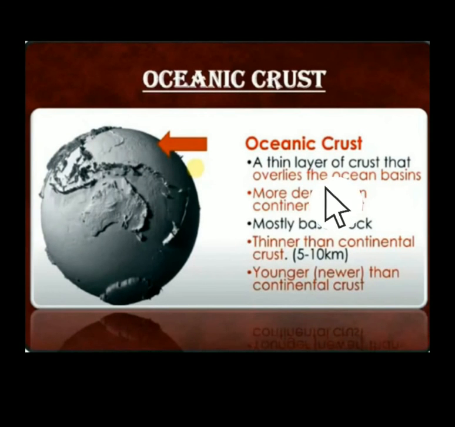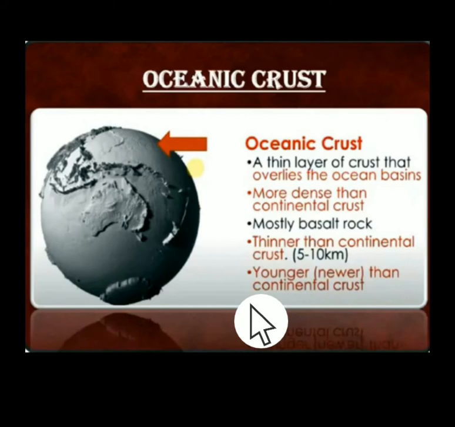The oceanic crust is a thin layer of crust that overlies the ocean basin. They are more dense than the continental crust, which we had seen already. They are mainly made up of basalt rock. They are thinner than the continental crust, only 5 to 10 kilometers, whereas the continental crust is almost 16 to 45 kilometers, and they are younger than the continental crust. The continental crust is older and the oceanic crust is younger.